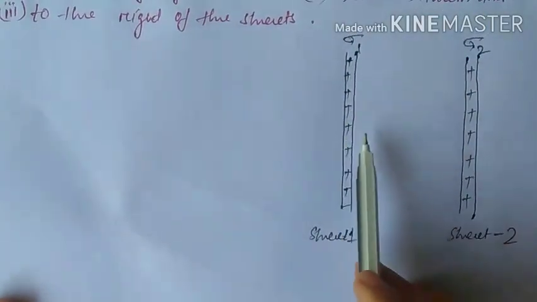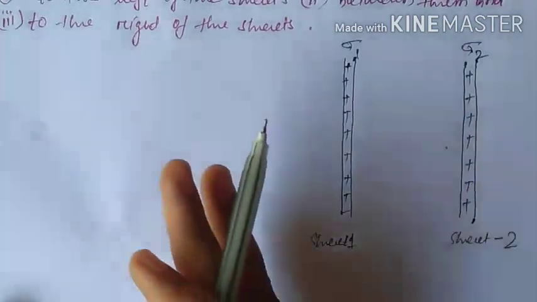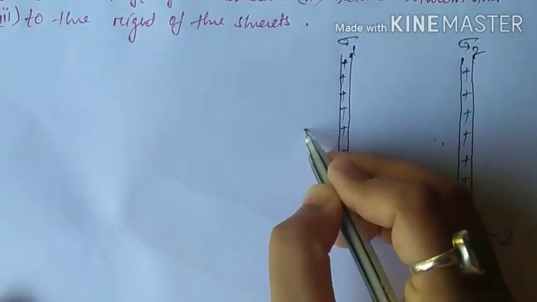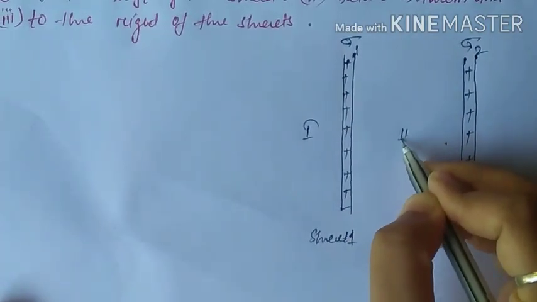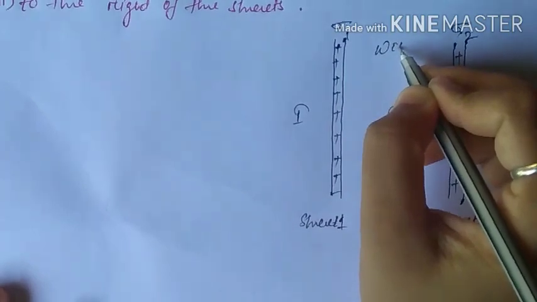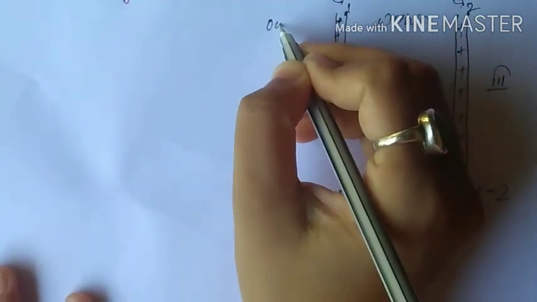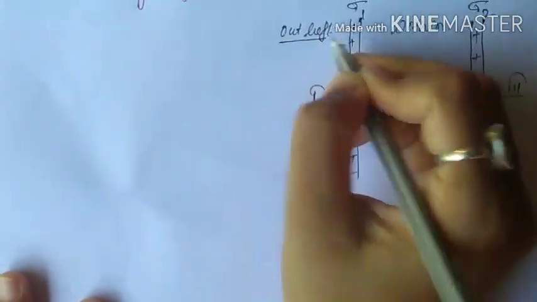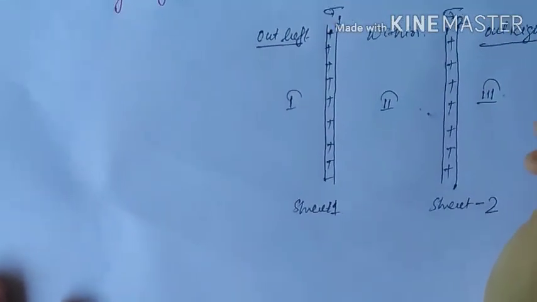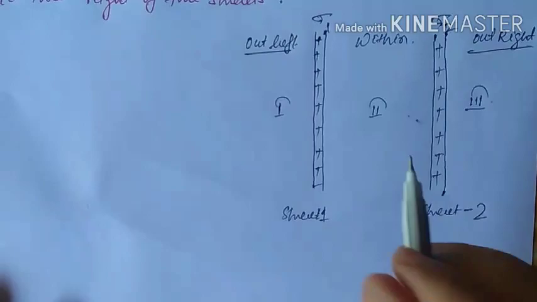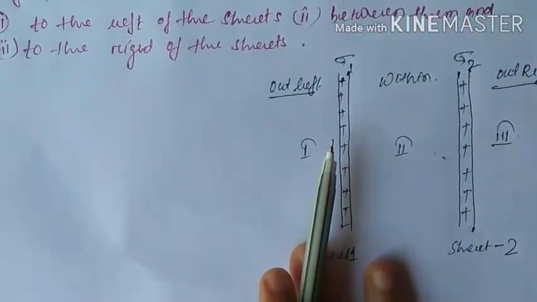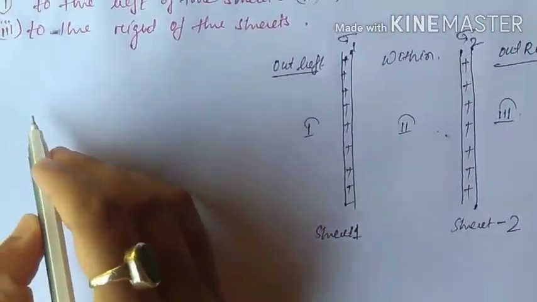From this diagram you can observe 3 regions. One is region 1, suppose this is region 2, this is region 3, this is within, you can say also this is out left, this is out right. Now we have to calculate the electric field for each region. So we will see one by one.